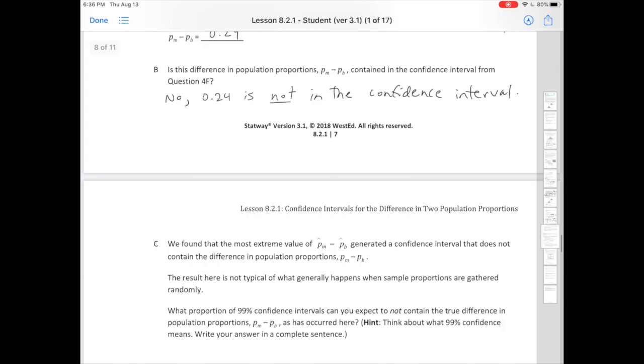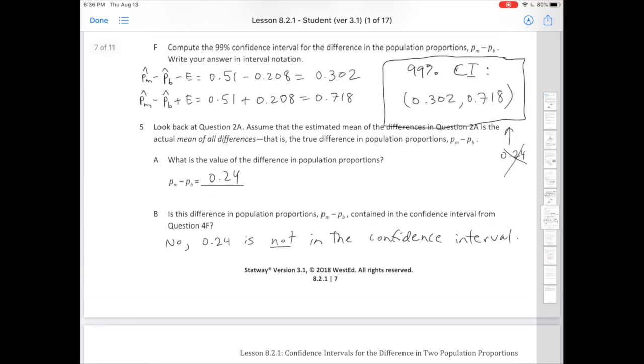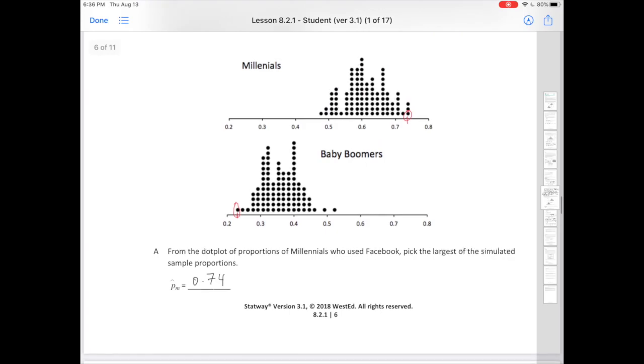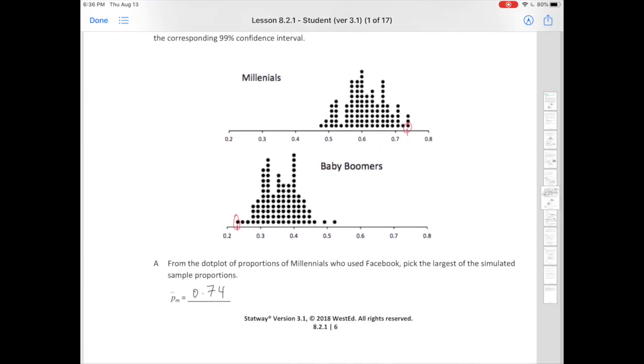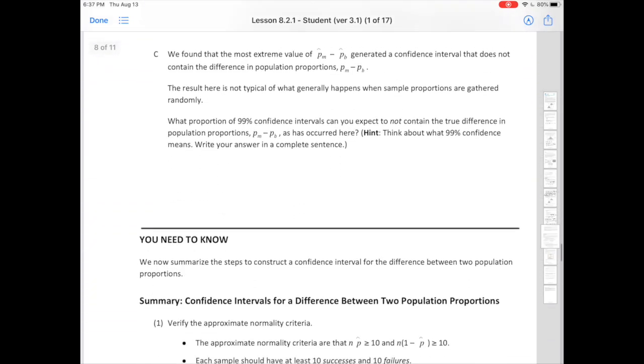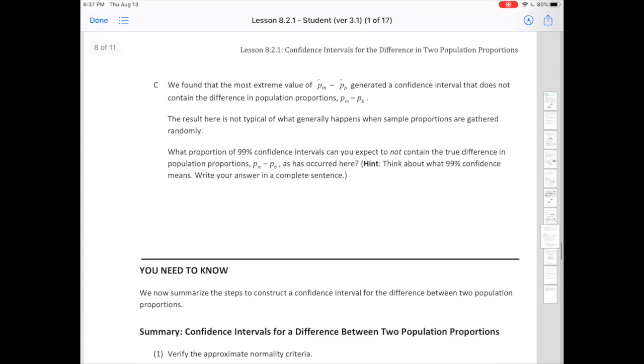We found that the most extreme value of PM hat minus PB hat generated a confidence interval that does not contain the difference in population proportions. The result here is not typical of what generally happens when sample proportions are gathered randomly. Do not be worried that we made a confidence interval that did not contain the real answer, because we purposely chose values that were really far away from each other. This is not generally going to happen when you choose random samples. The whole point is that most of the time, you're going to get close to the mean. Look at all those dots. So we purposely created a bad value here.